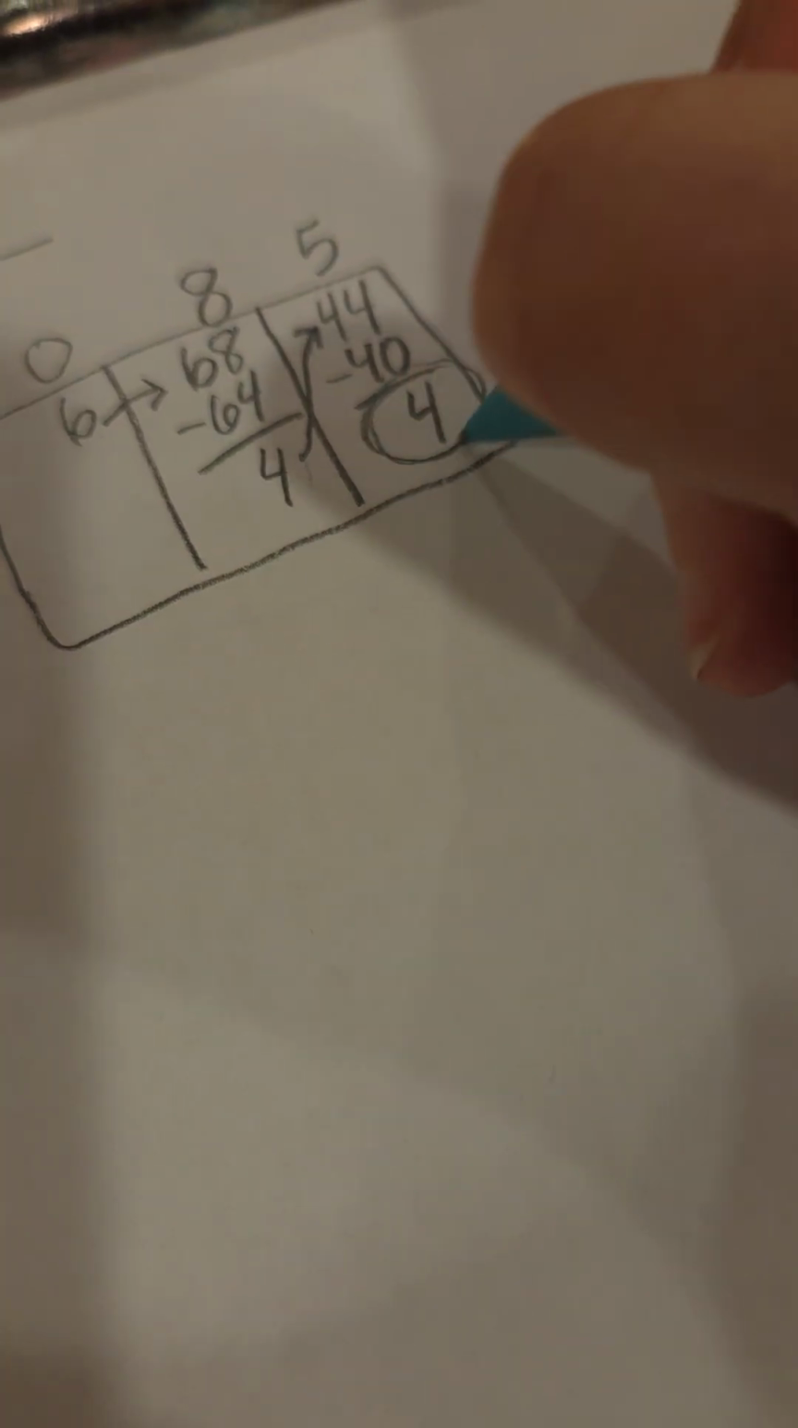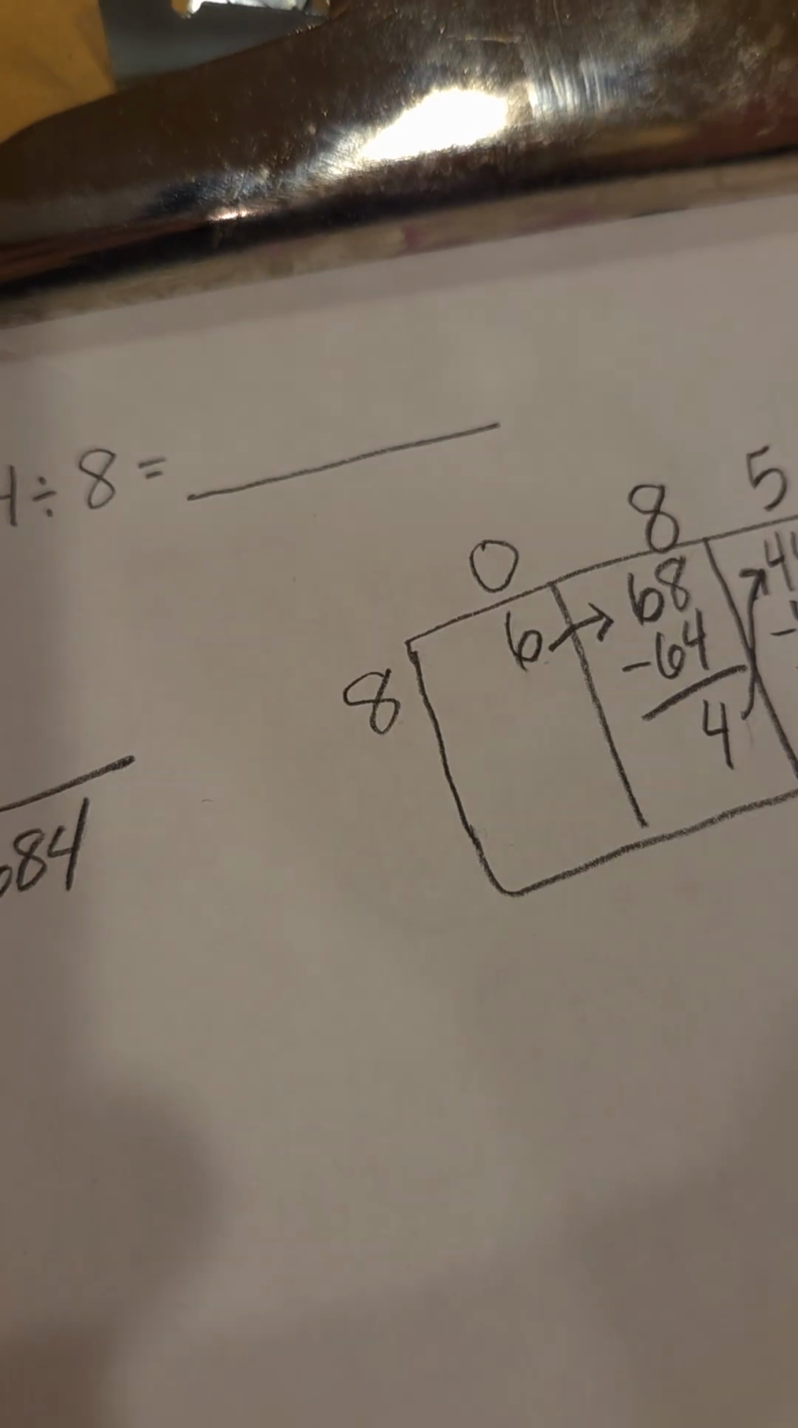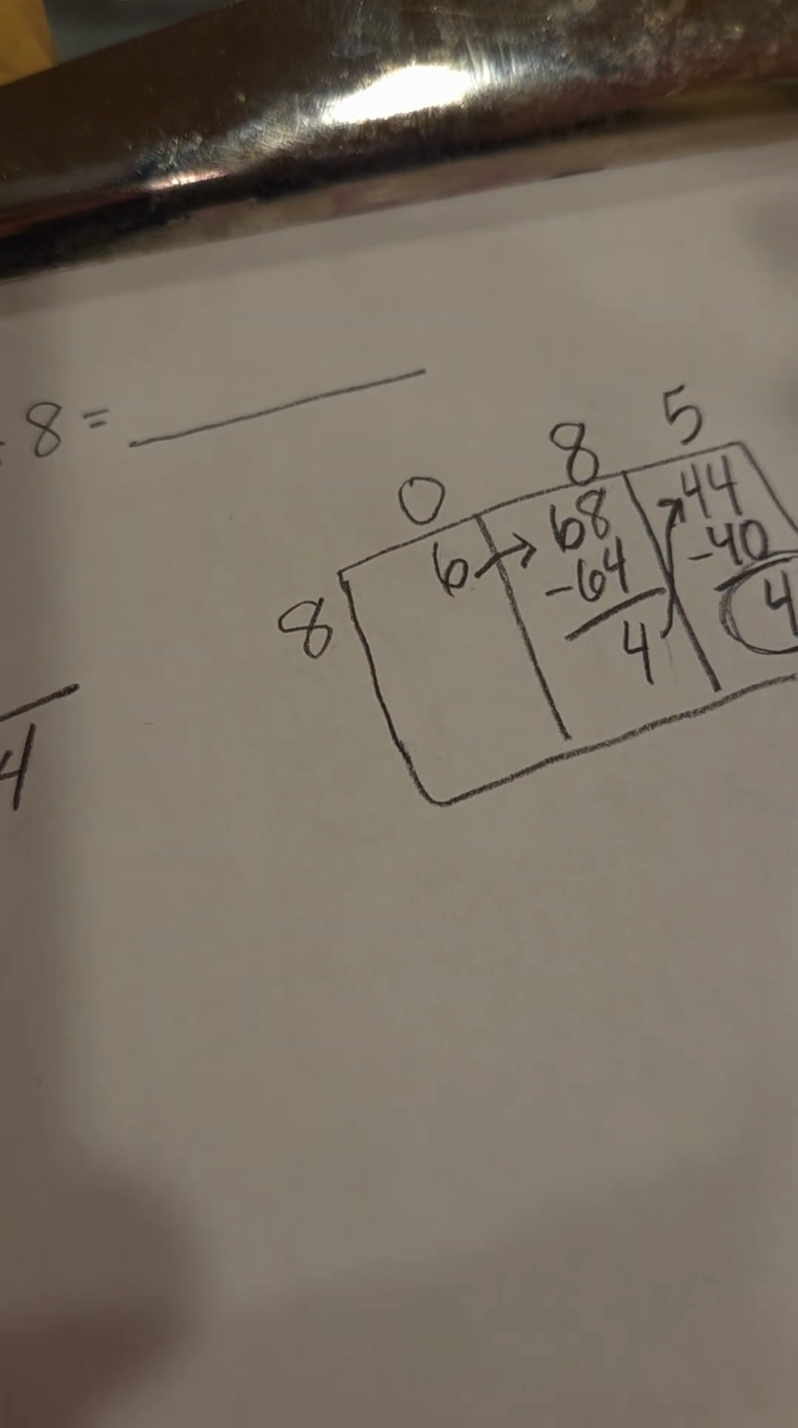So now this is essentially my dividend: 4 divided by 8, and I cannot take 8 away from 4. So when I know that I'm done, I circle that, and that's my remainder. Then when I write my answer, my quotient and my remainder, that would be 85, remainder 4.